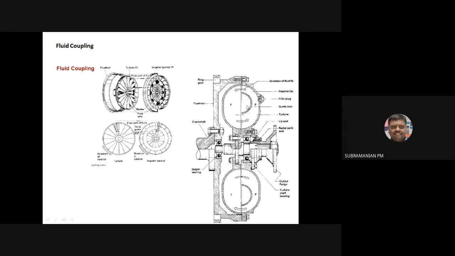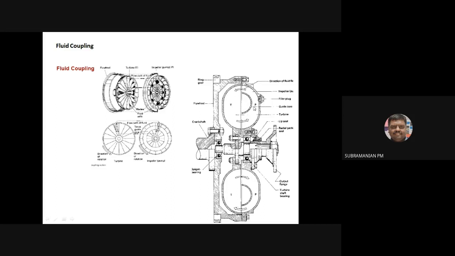The turbine should be connected to the transmission shaft. Here you can see we have a crankshaft, and at the end of the crankshaft we have a flywheel. The flywheel will be connected to the impeller. You have to understand, the turbine is nearer to the flywheel, but it is not connected to the flywheel.